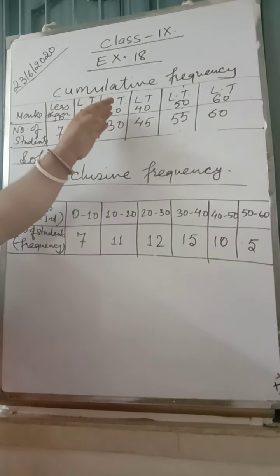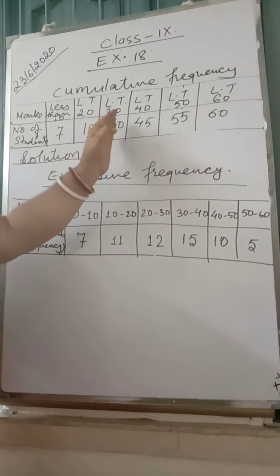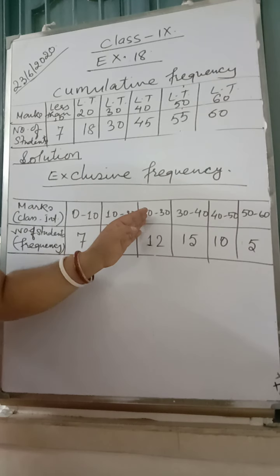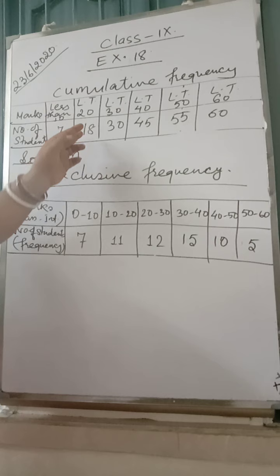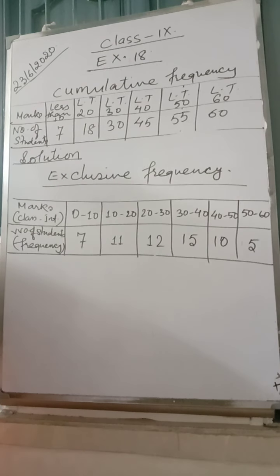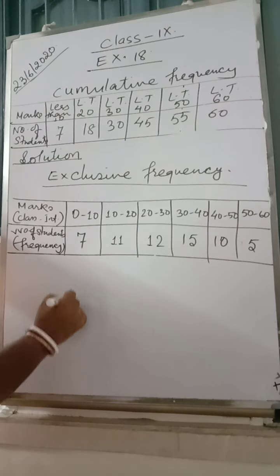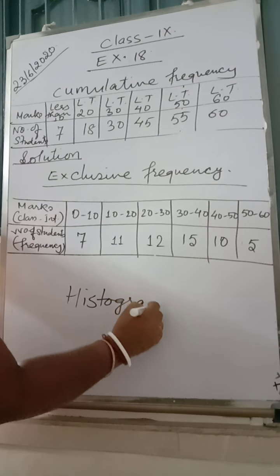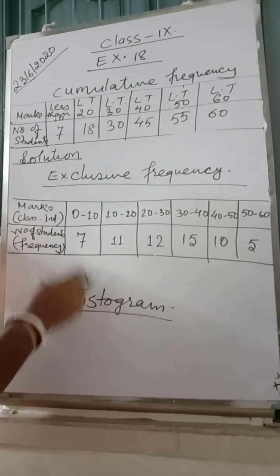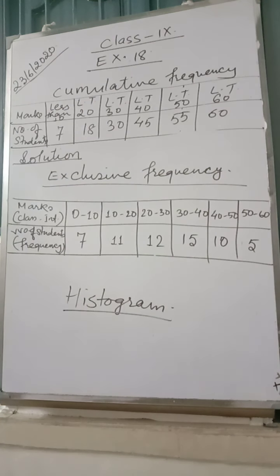Clear? Again, less than 30 means from 0 to 30 there are 30 people. But here we have grouped it between 20 and 30. So there are 30 minus 18, 12 people in this group. In this way we have got the frequency. Then you have to draw the histogram. I am not going to draw it. Already you have learned how to construct a histogram. You have to construct the histogram for question number 9 as well as for question number 10.